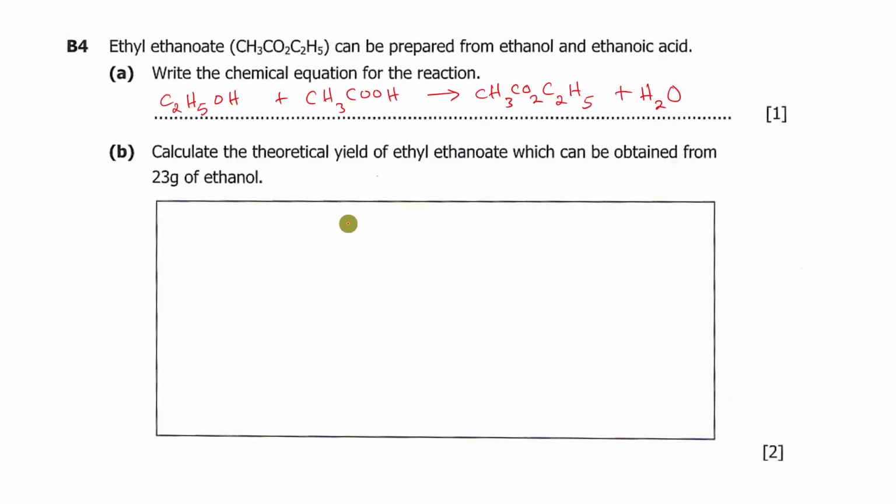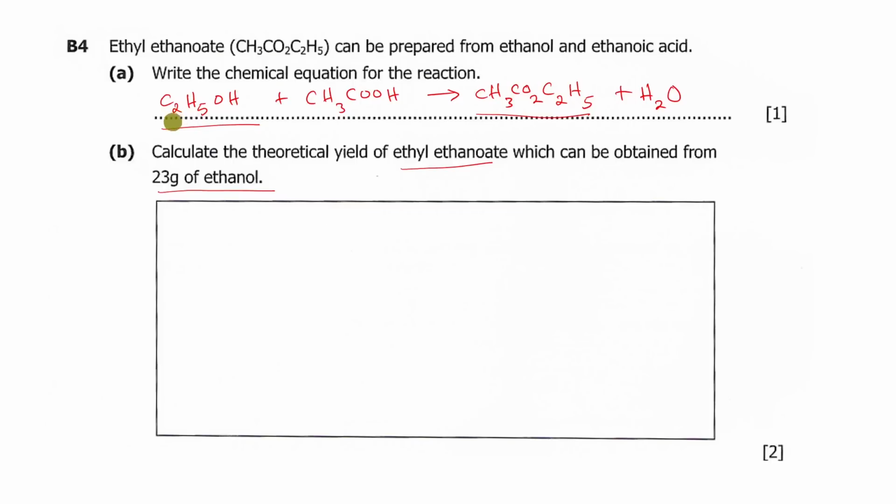Now I also want to calculate it. They're saying calculate the theoretical yield of ethyl ethanoate which can be obtained from 23 grams of ethanol. So I'll calculate the theoretical yield. Meaning how much of ethyl ethanoate can be formed from 23 grams of ethanol? So first, let me see if this equation is balanced.